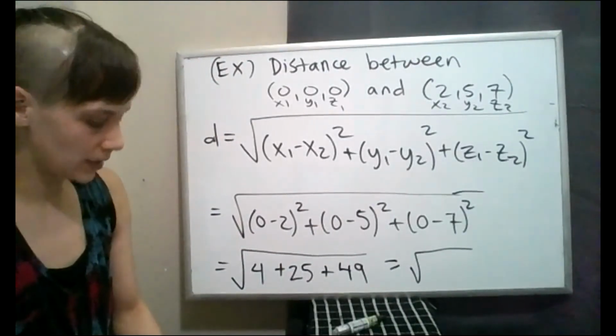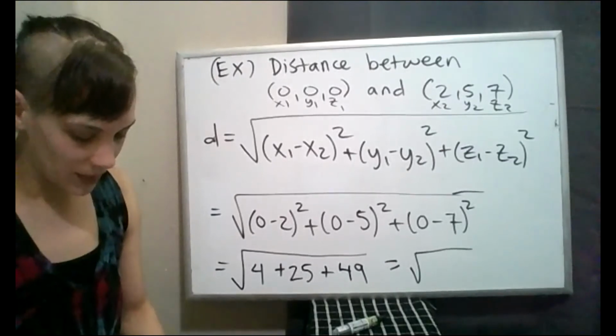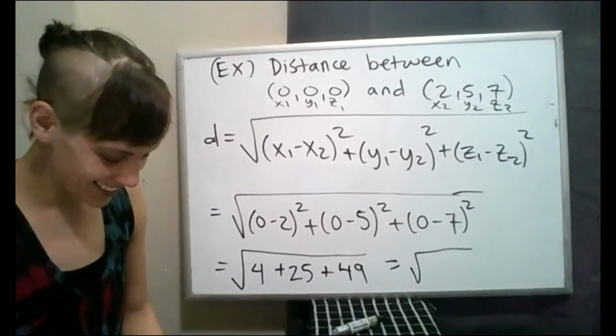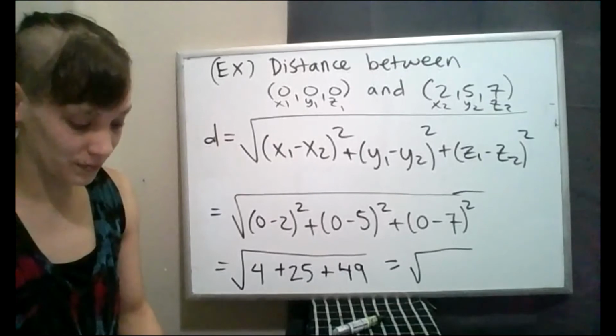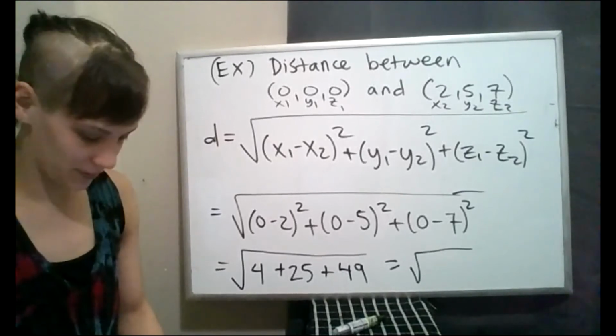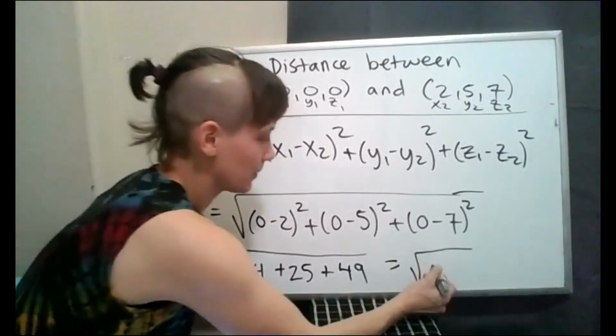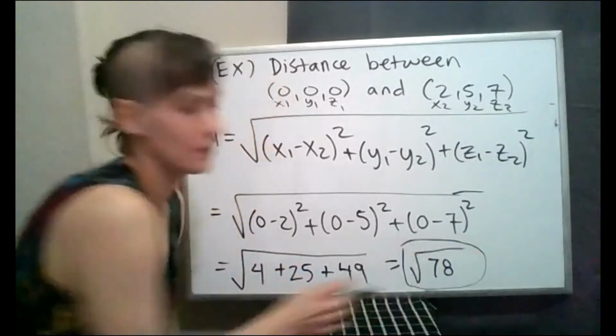Looks like 39 plus 40. Not a good calculator. If you got the answer though, let me know. And you take all those together, 78, so the root of 78. I'm just gonna leave it there.